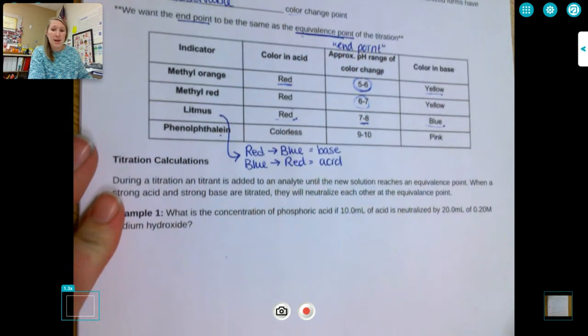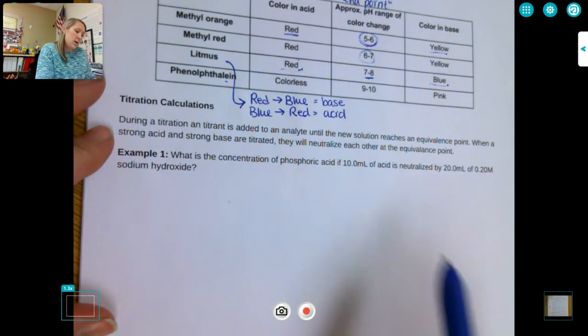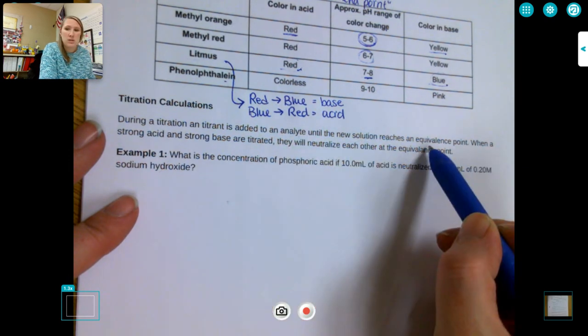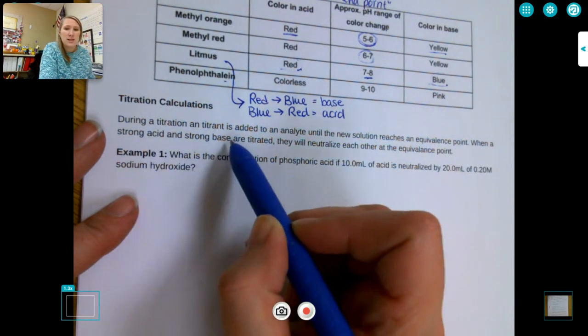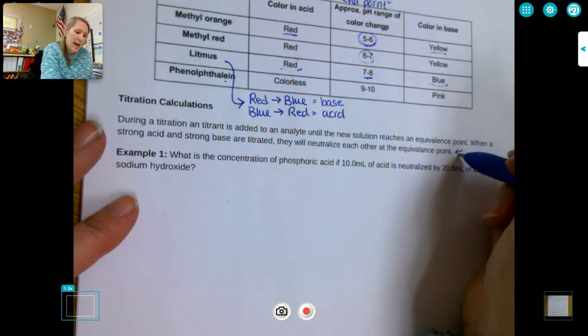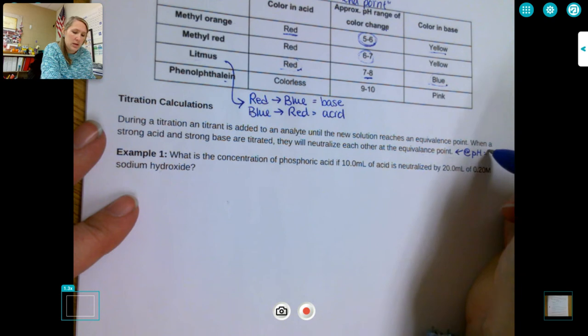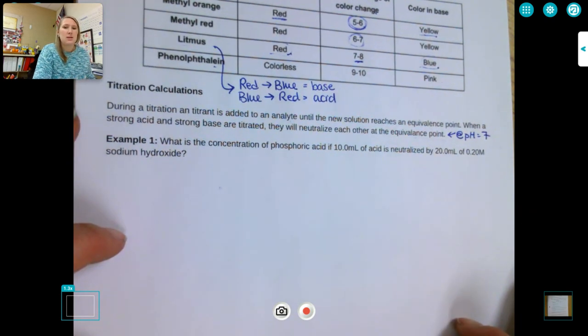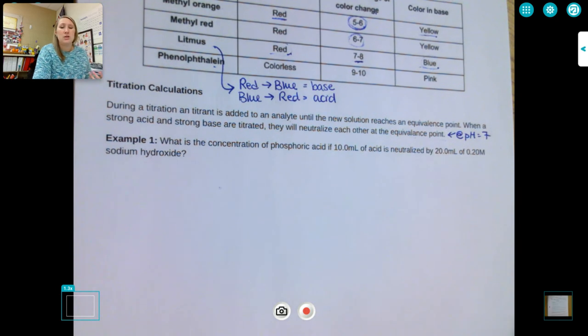Well, let's take a look at some of the math that we can do with titrations. So during a titration, a titrant is added to an analyte until the new solution reaches an equivalence point. When a strong acid and strong base are titrated, they will neutralize each other at the equivalence point, which will be at a pH of 7. So if I'm looking at strong acid, strong base calculations, all I need to do is stoichiometry to figure out how many moles of acid get neutralized by how many moles of base, and then I can figure out my concentrations, pHs, and so forth from there.